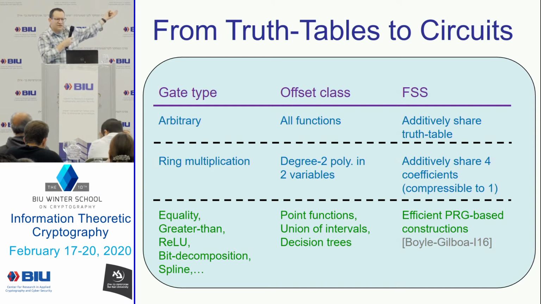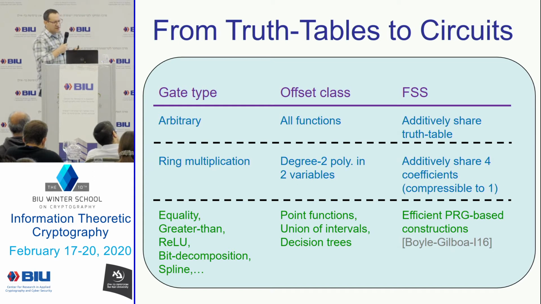And then the trivial FSS for sharing an arbitrary function is just to secret share the truth table of the function. This always works, but it's inefficient. What about ring multiplication? Here I don't need a field. It's not like in the BGW case where you need a field. It can work over any ring. It easily generalizes to any kind of bilinear maps. You can think of more general algebraic abstractions that are sometimes useful for MPC, but in this case, let's look at the ring multiplication.